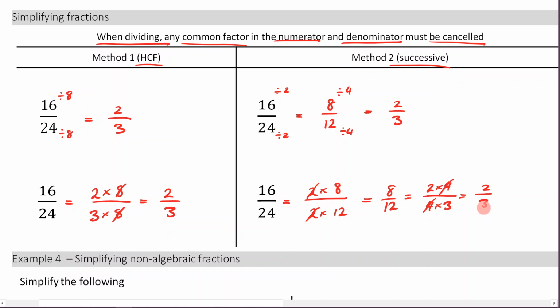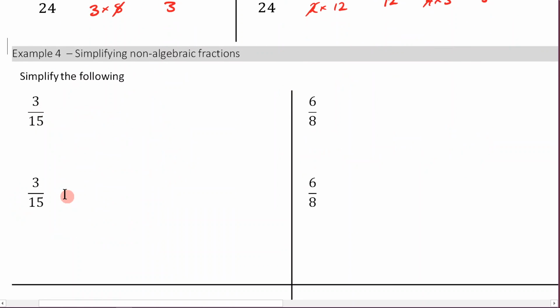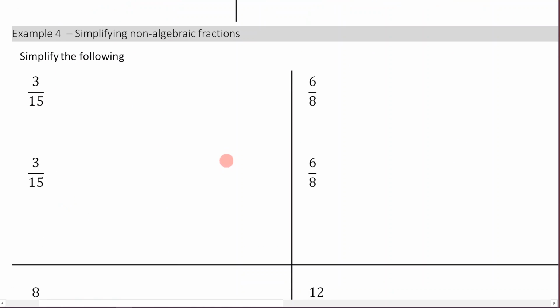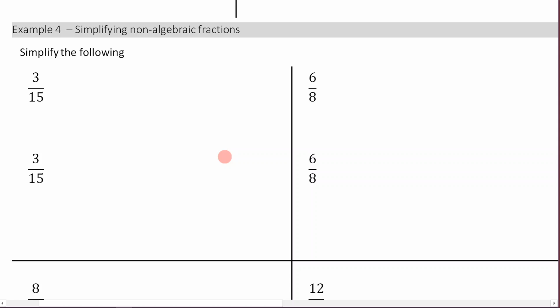So as you can see, I really want to get your head around thinking about simplifying fractions in two ways. You can just divide the top and the bottom, or another way of thinking about it is you're breaking up the numbers into different factors and then cancelling common factors. This method right here is going to be really important when we introduce pronumerals into simplifying fractions. But before we do that, let's just talk about simplifying non-algebraic fractions. So these are fractions without any pronumerals.